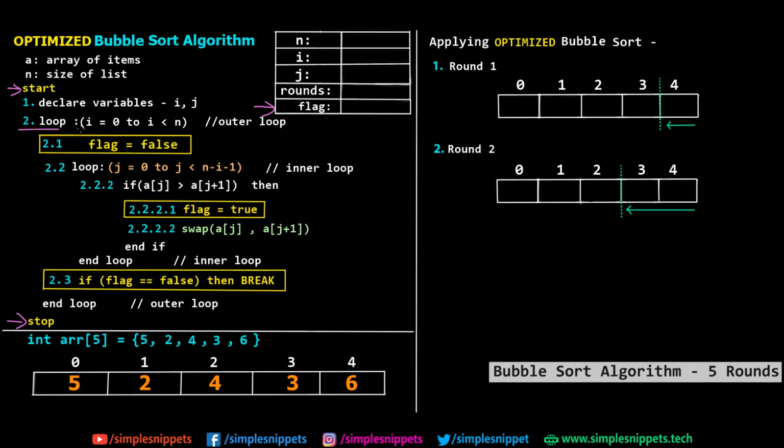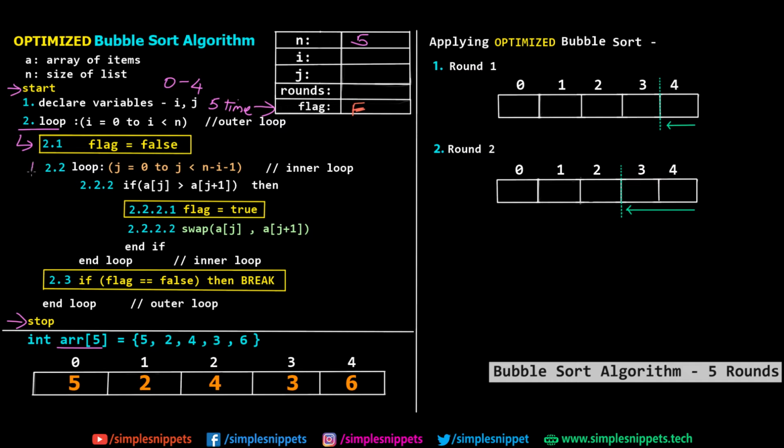We have the outer loop which runs from 0 to i less than n. So n is 5, we are using the same array. n is 5, which is the size of the array. So the outer loop will run from 0 to 4, which means basically 5 times, right? Now once we go inside this loop, we keep this flag variable as false. So I'm going to write f over here, f for false. Remember, f is for false.